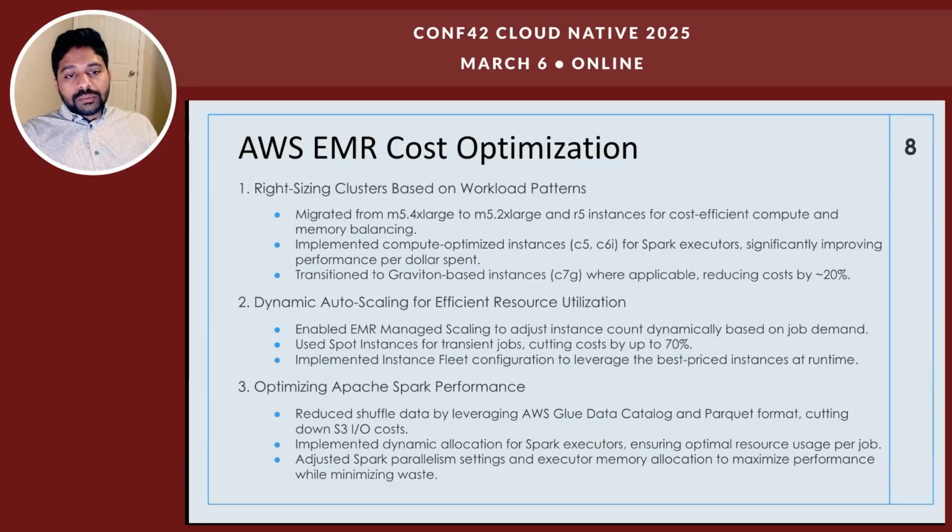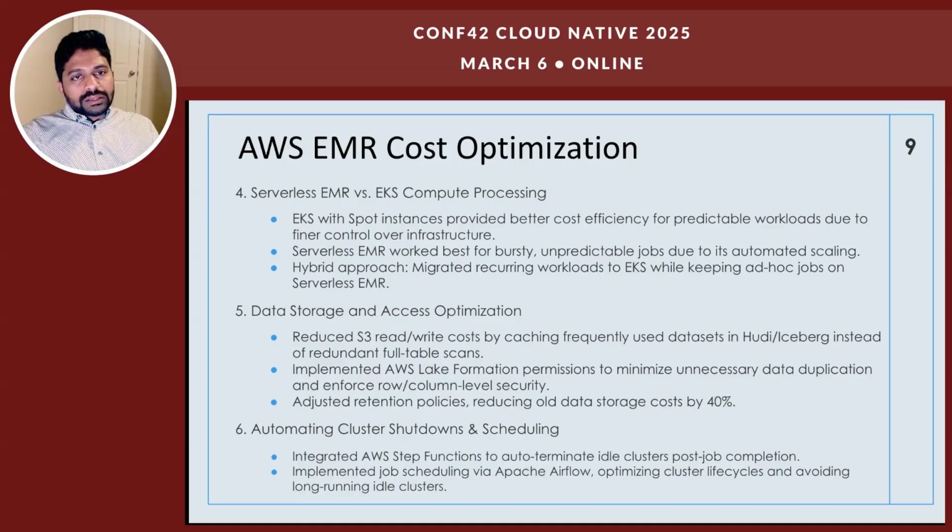The third one is optimizing Spark performance. As I said previously, shuffle is very important, so that you don't do a lot of IO over the network, or write any data to disk, and then have to read it back. That kills the point of Apache Spark, so look at that one. Dynamic allocation of Spark executors, ensuring optimal resource usage per job, needs to be implemented, and parallelism settings need to be optimized. Then there is serverless EMR versus EKS compute.